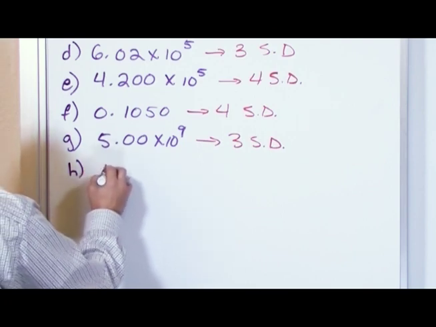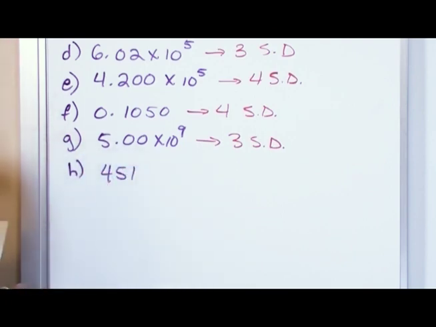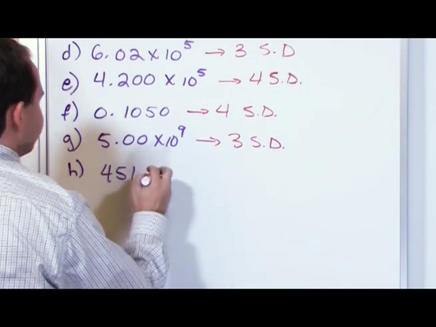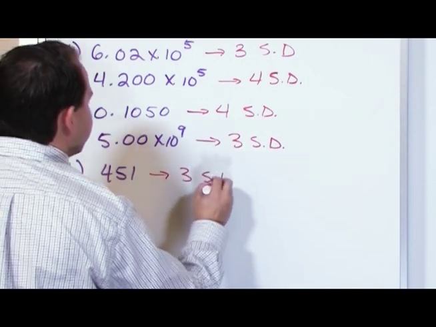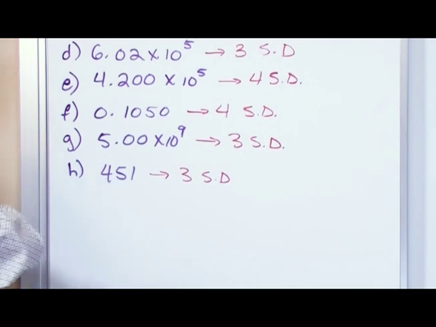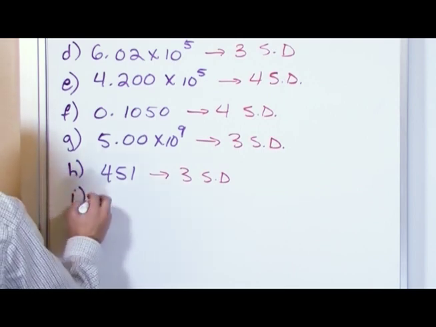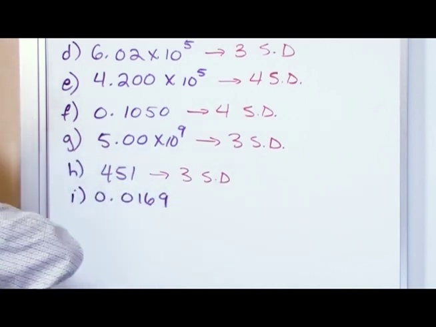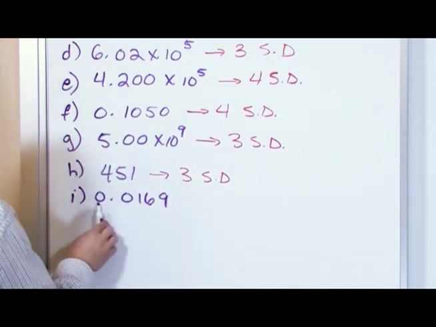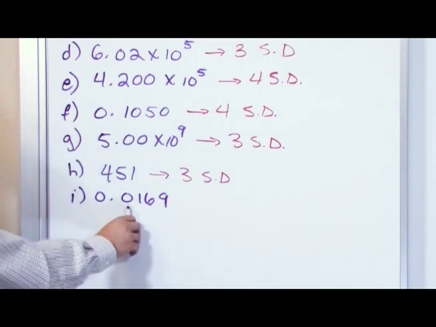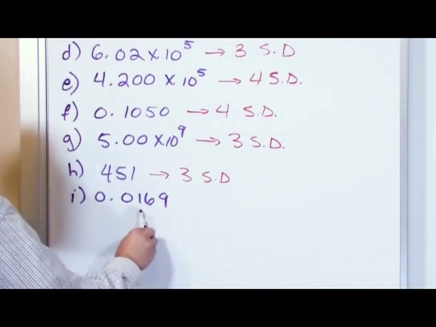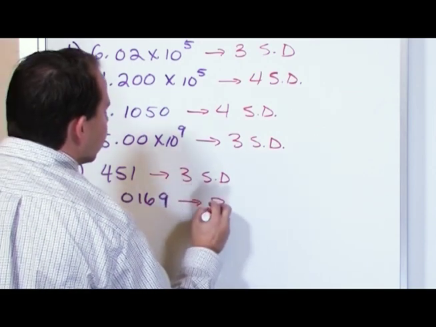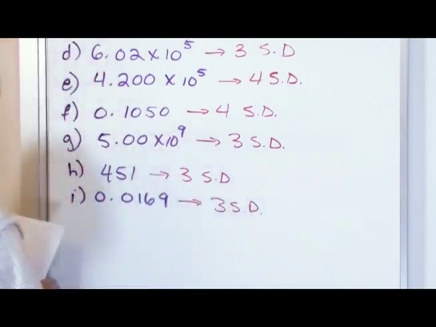Let's do an easier one. 451. How many significant figures do we have? 451 grams of something. 1, 2, 3. 3 significant digits. And what about 0.0169? Again, this does not count. This does not count because it's a leading zero on the right-hand side. These trailing 3 do count, so we have 3 significant digits.